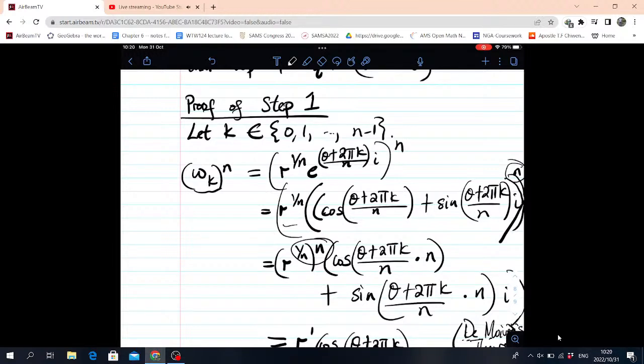So that is all for today, and then tomorrow we'll do some examples of how to find nth roots of a complex number and draw them on an Argand diagram, or sorry, Argand plane or complex plane.